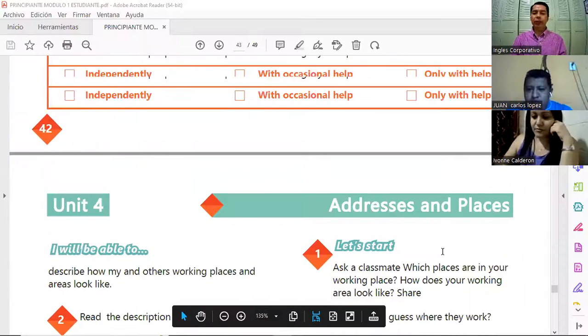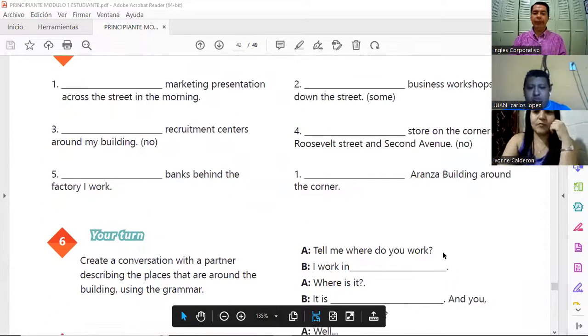Okay, hello again. I'm here. We're ready to start the new class. And to begin, we're going to share the manual. Last class we had some exercises we didn't complete, right? Algunos ejercicios que no completamos la clase anterior, okay?